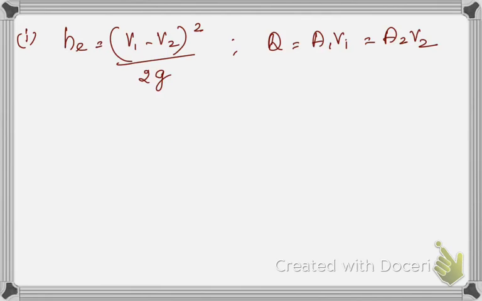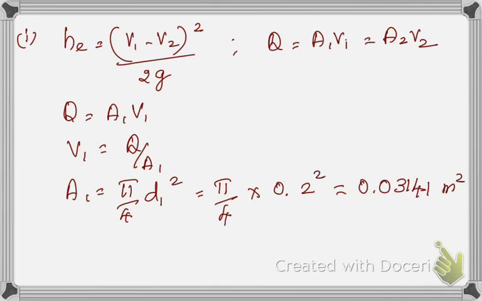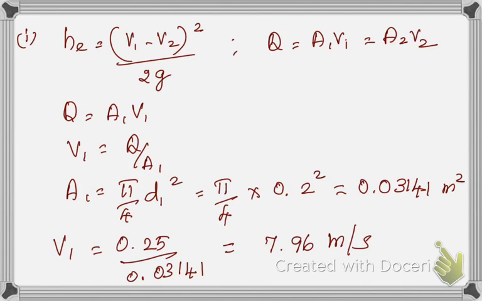My Q is known to us. So I'll take one equation, that is Q is equal to A1 V1. In that case V1 will be equal to Q by A1. Q value is given in the problem. We have to determine the A1 value. A1 is nothing but pi by 4 D1 square, which is pi by 4 into 0.2 square, that is 0.03141 meter square. Now my V1 will be equal to 0.25 by 0.03141, which is equal to 7.96 meter per second.